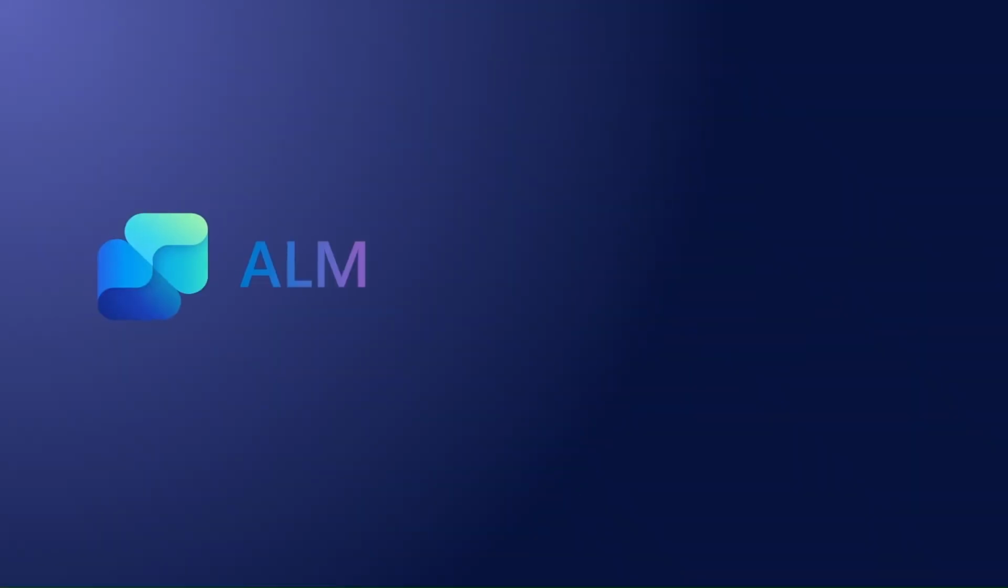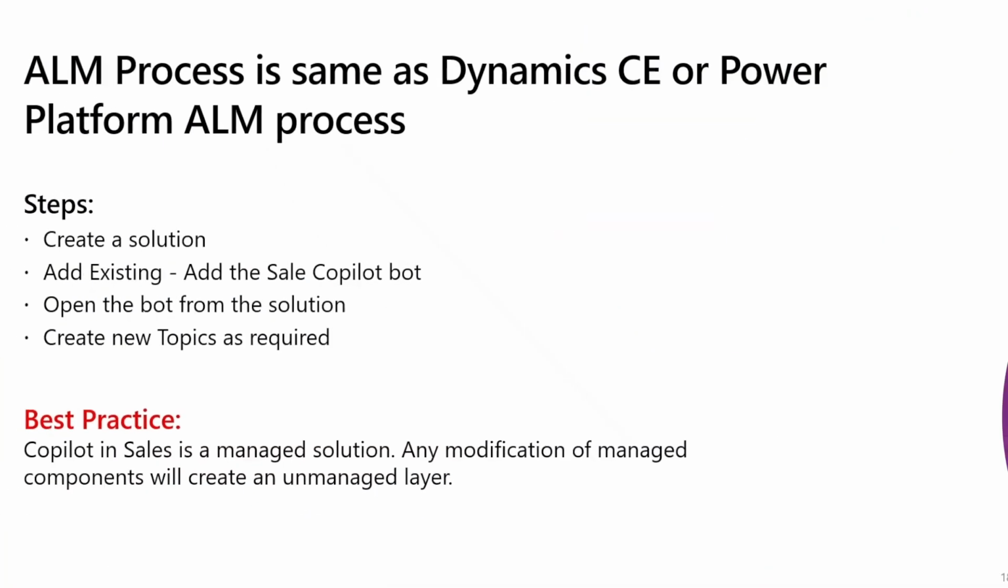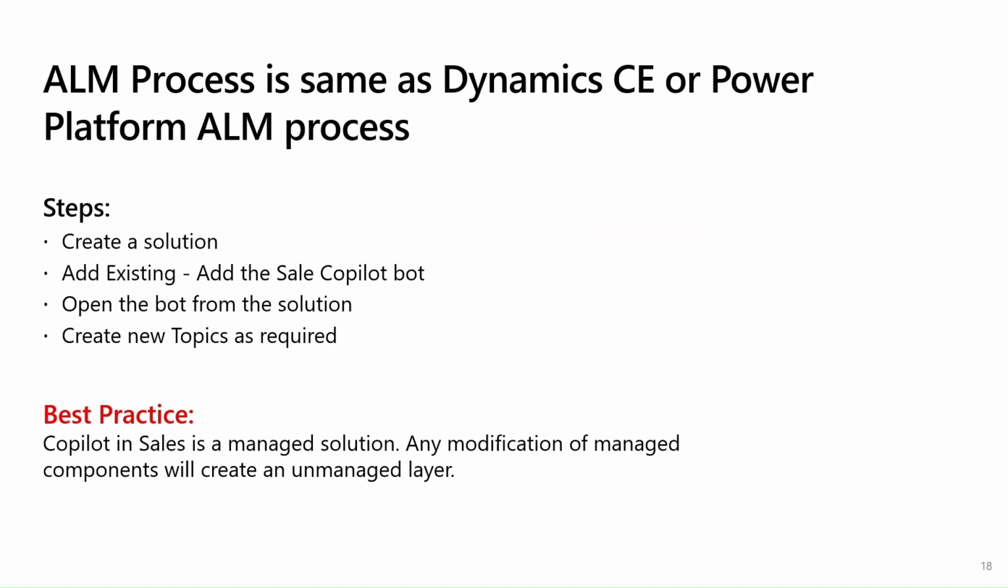Application lifecycle management. Before we start extending the Copilot in Sales, let's have a quick look at the ALM process. The process is exactly the same as Dynamics 365 and Power Platform. Here are the steps. Create a new solution, click on Add Existing, add the Sales Copilot bot, open the bot from the solution, and add new topics as required.